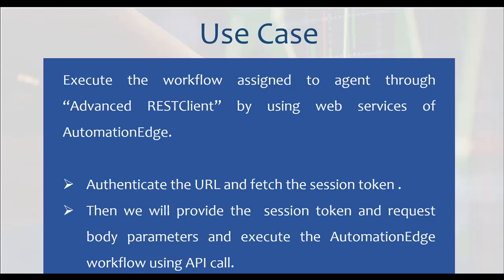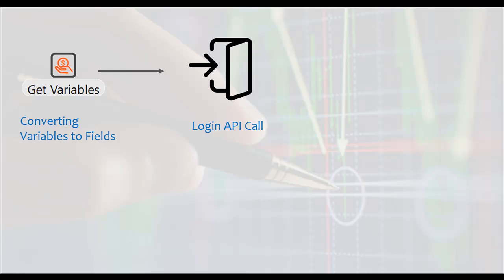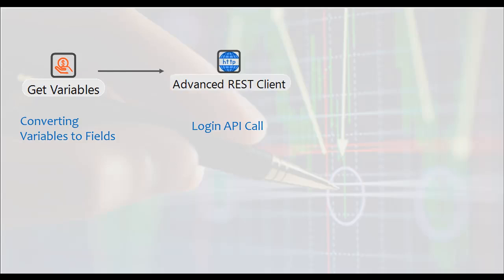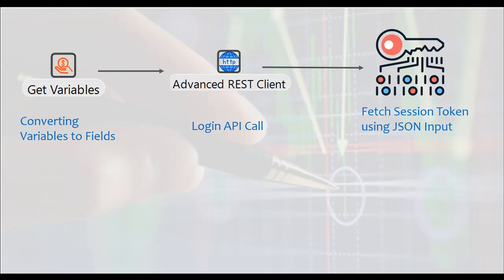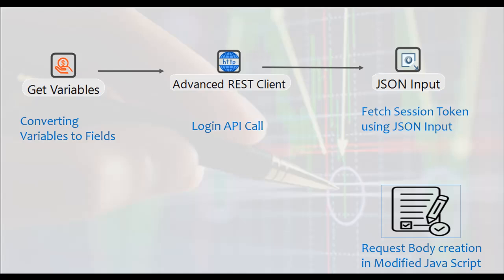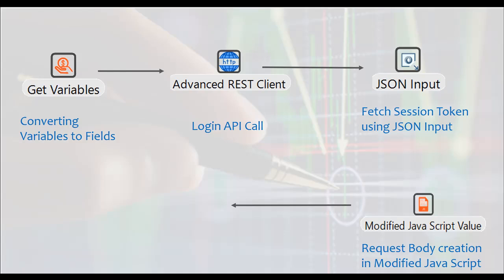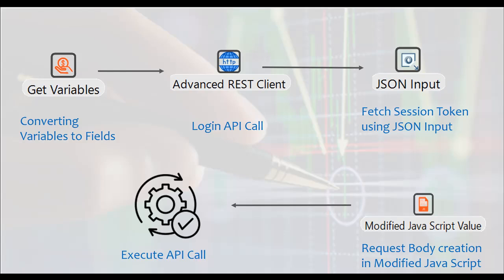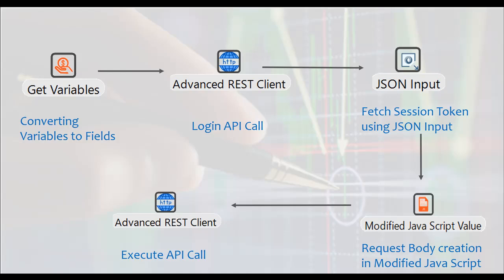Then, we will provide the session token and request body parameters and execute the AutomationEdge workflow using the advanced REST client step. We will accept the username, password and URL as runtime parameters, and to convert them into fields we are going to use the getVariable step. Then we will authenticate the URL using advanced REST client, which will call the authenticate API of AutomationEdge, and we will fetch the session token from the HTTP response received from the authentication API call using the JSON input step. Then we will create a request body in Modified JavaScript, and through advanced REST client we will provide the session token and the request body parameters to call the REST API of AutomationEdge to execute the workflow.